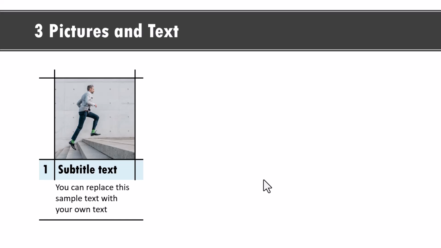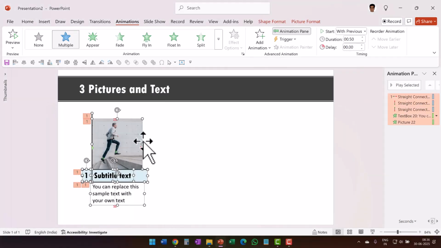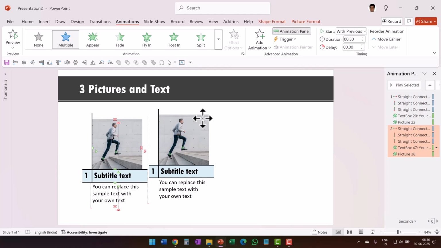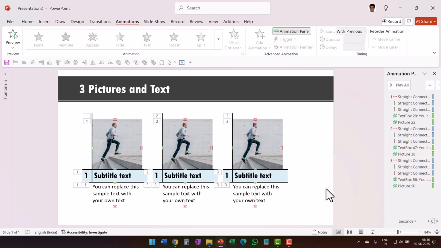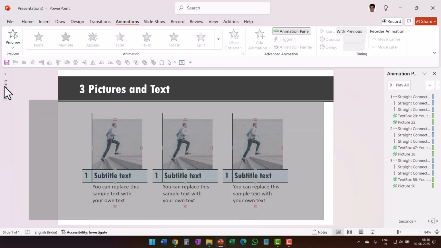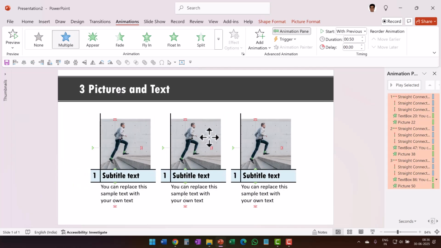Isn't that beautiful? Let us make a duplicate of this by pressing Ctrl D and place this right next to the previous one and press Ctrl D again. So we have got 3 of these instances. Let us select them all and move them somewhere to the center.